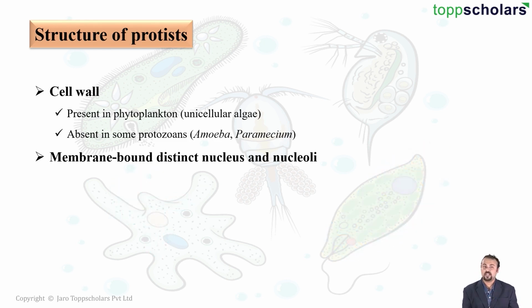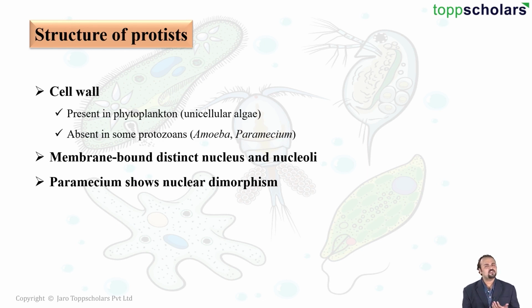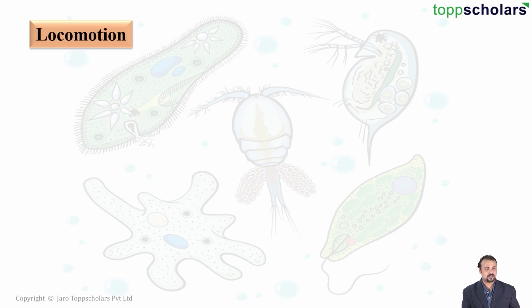As these are eukaryotic cells, there are membrane-bound organelles as well as a membrane-bound distinct nucleus and nucleoli is present. Paramoecium has an exception. Instead of having one nucleus, paramoecium shows nuclear dimorphism, wherein it has one large nucleus called the meganucleus and one small nucleus called the micronucleus. As these are eukaryotes, they have many eukaryotic cell organelles like mitochondria, endoplasmic reticulum, Golgi complex, etc.